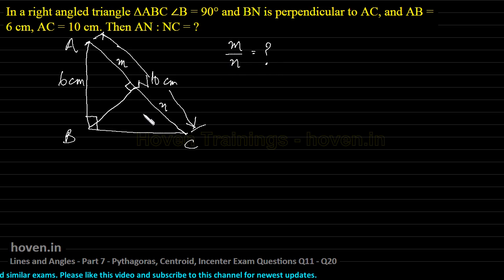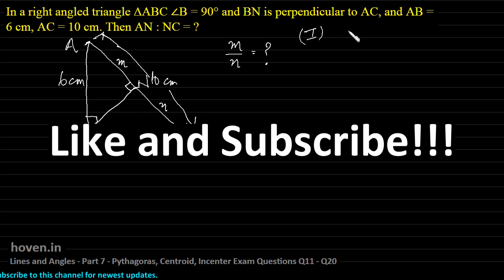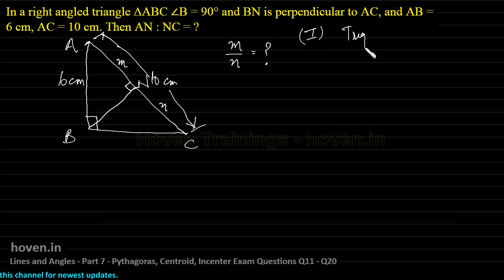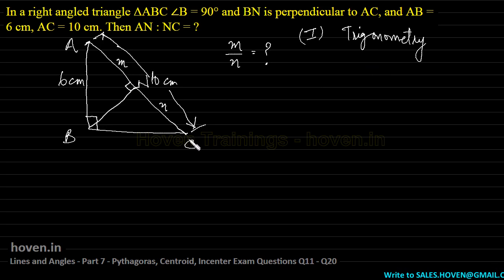There are two methods of solving this question. I will solve them by both the methods. So let us first of all solve it by method 1. We will use trigonometry for this, because a basic knowledge of trigonometry would be required for this, and this would be a shortcut method. M and N are assumed to be this, and let us assume this angle to be theta.